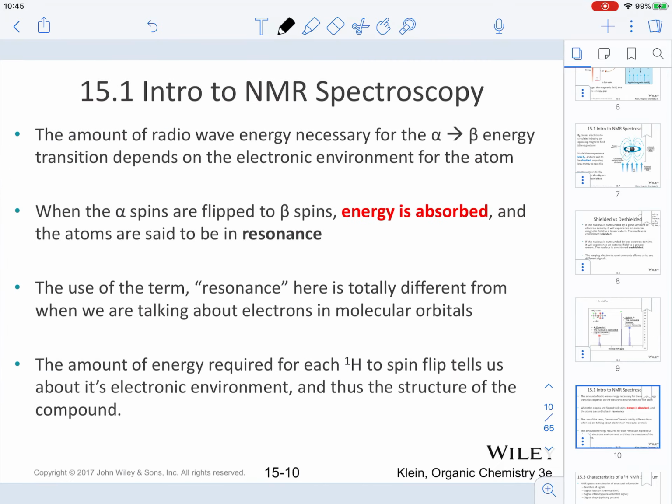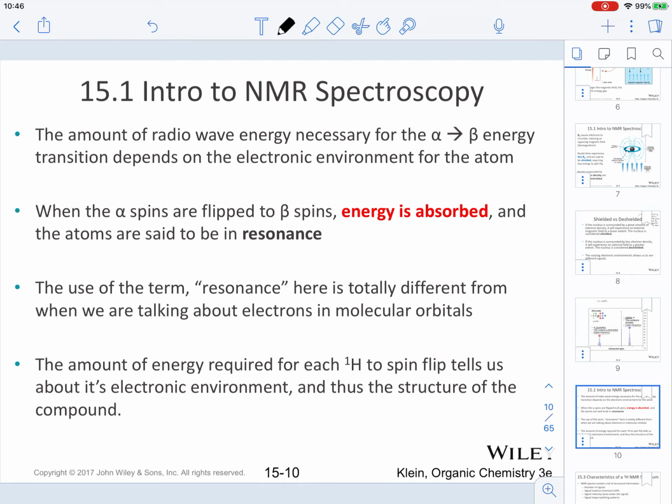So, to summarize this introduction, remember the amount of radio wave energy necessary for taking an alpha spin state to the beta spin state, okay, depends on the electronic environment of the atom. As I mentioned previously, when we have that alpha spin state flip to the beta spin state, remember that we're going to be absorbing some photons from that radio wave. And when that flip happens, once they are excited, they have to go back to ground state. Because of that flip between alpha and beta during that process, that's what is known as resonance. That's the resonance part of nuclear magnetic resonance. Okay.